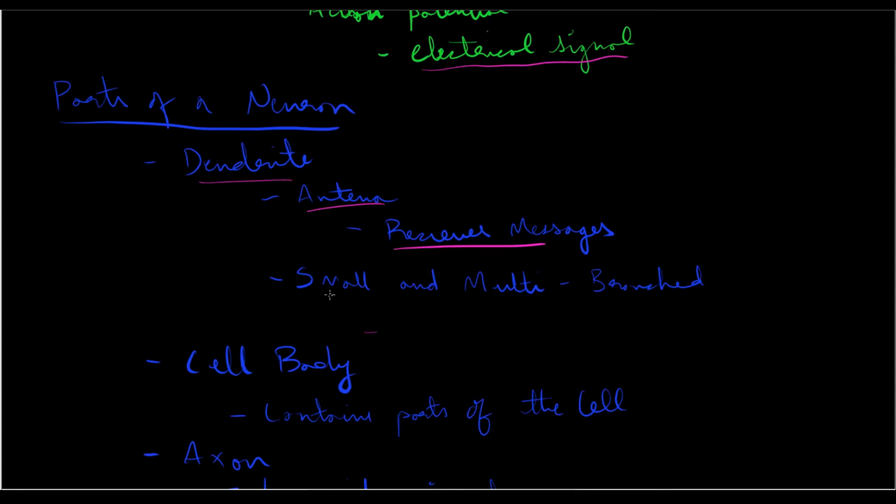Now, these are going to be small and multi-branched. Since one dendrite can only be used for a certain thing, you need multiple dendrites to do different things. You're going to need one dendrite for every single stimulus, for every single part of your body. Obviously, you're not going to have one dendrite for every square centimeter of your body, so it's going to use branches to actually reach all those places.